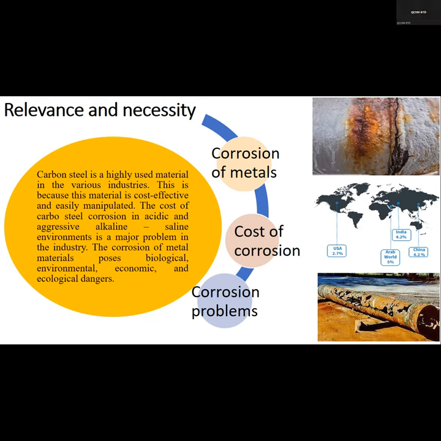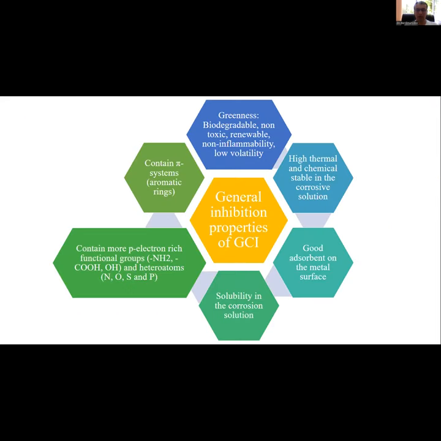For example, every year maybe 300 or 350 billion dollars may be lost as a result of metallic corrosion. So corrosion is a serious problem around the world, economically, environmentally, biologically, and technologically. Corrosion inhibitors are widely used to protect metallic materials from corrosion.